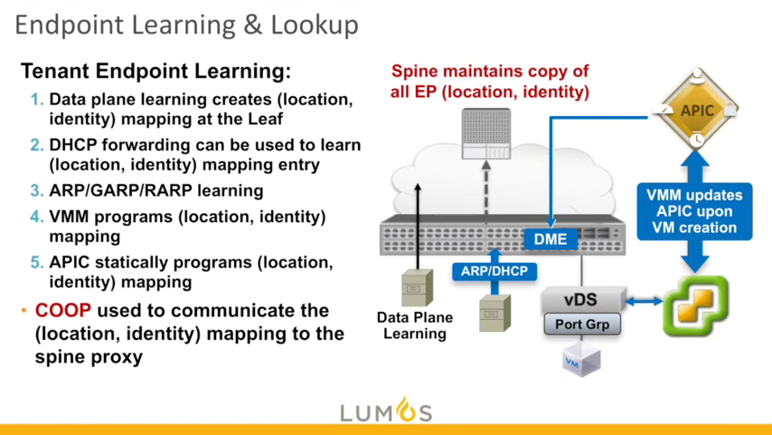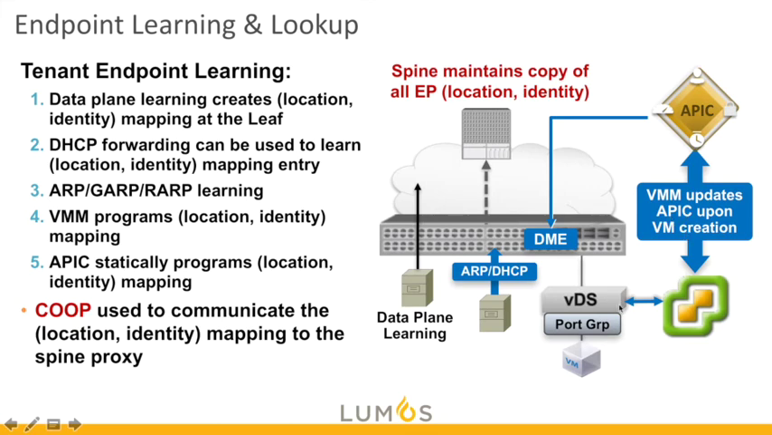There are a couple of different ways that the ACI fabric can learn the endpoints, the MAC addresses and IP addresses, or both, of endpoints. We can learn through data plane, so the traffic is flowing through the leaf. We can learn through DHCP forwarding. We can learn through ARP, GARP, or RARP. As these devices do these gratuitous ARPs or ARPs, we can learn the location and identity that way. We can learn through VMM updates as well as VMM creation.